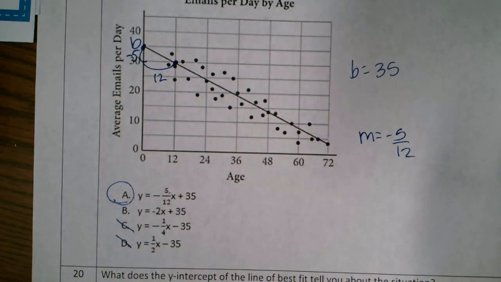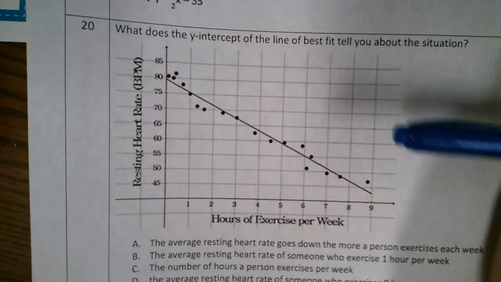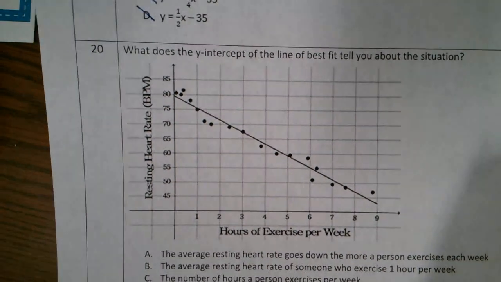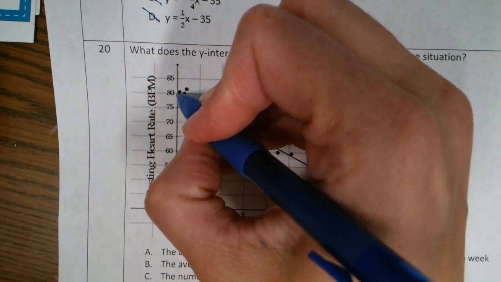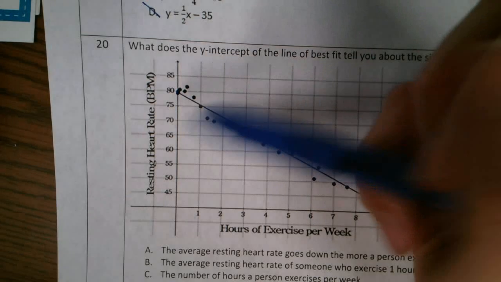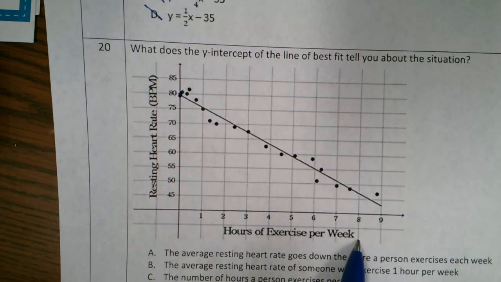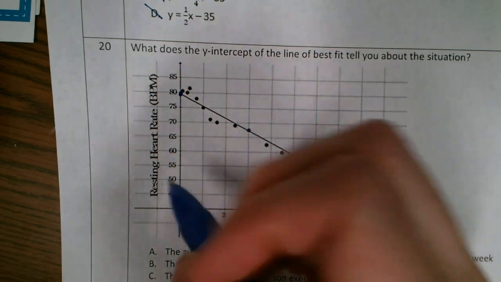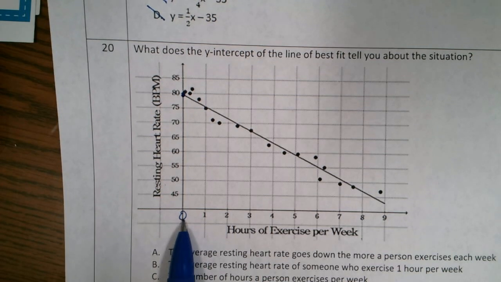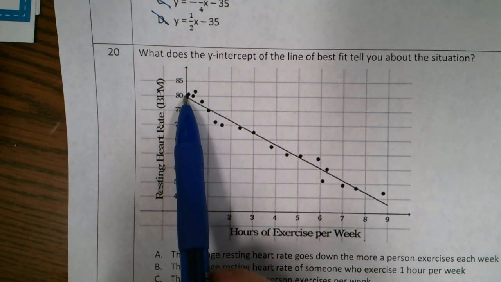That means A is going to be my correct choice. Number 20. What does the y-intercept tell you about this situation? So this y-intercept is almost at 80. It says resting heart rate, hours of exercise per week. So this would be 0. If I exercise 0, my heart rate would be 80.